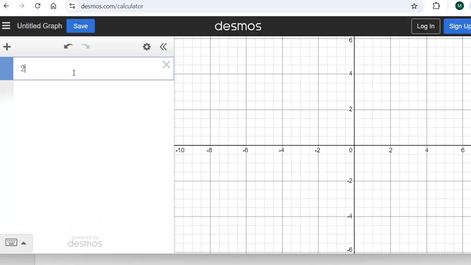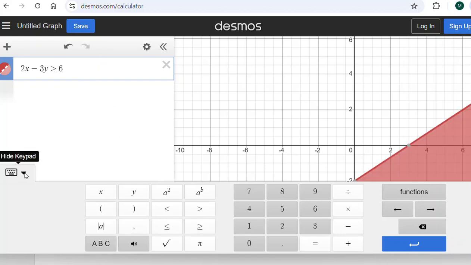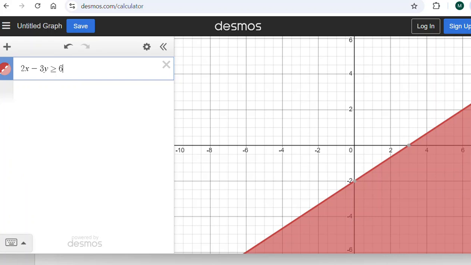And type 2x minus 3y, and then greater than or equal to. You just hit the greater than sign and then the equals button on your keyboard, and that will make the greater than or equal to symbol. You can also find it by clicking on the show keypad button. It's right here. And this is greater than or equal to 6. So when I do this, I see that instead of just getting a line, I'm going to get a line and then a shaded area on my graph. That's what my graph is going to look like.